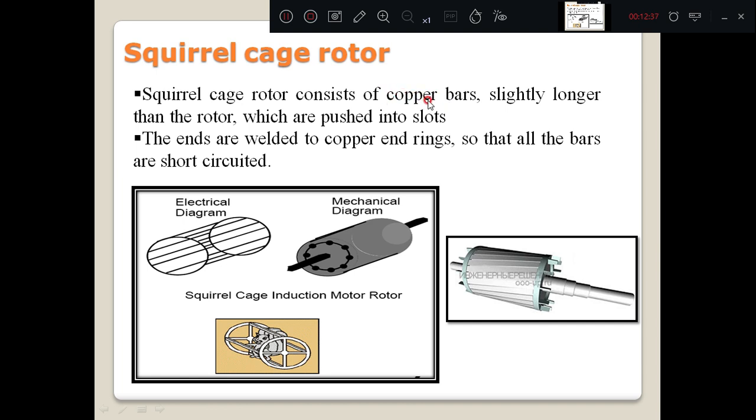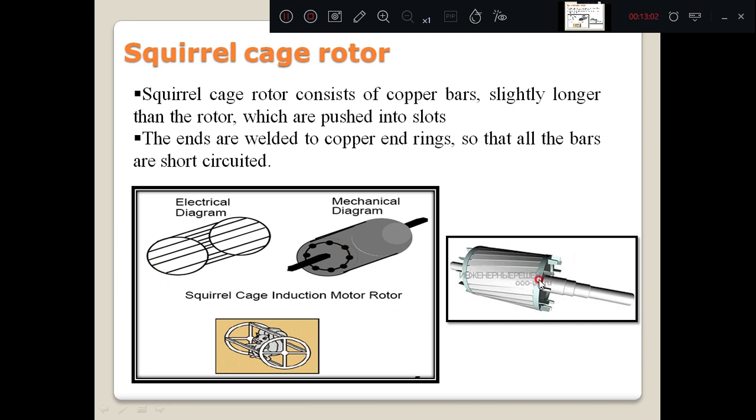A conductor is nothing but copper bars, slightly longer than the rotor, which are pushed into the slots. The conductors are pushed into the slots, and the ends are welded to copper end rings, so that all bars are short circuited. In the rotor circuit, the conductors are embedded in the slots. At the end, these are short circuited.